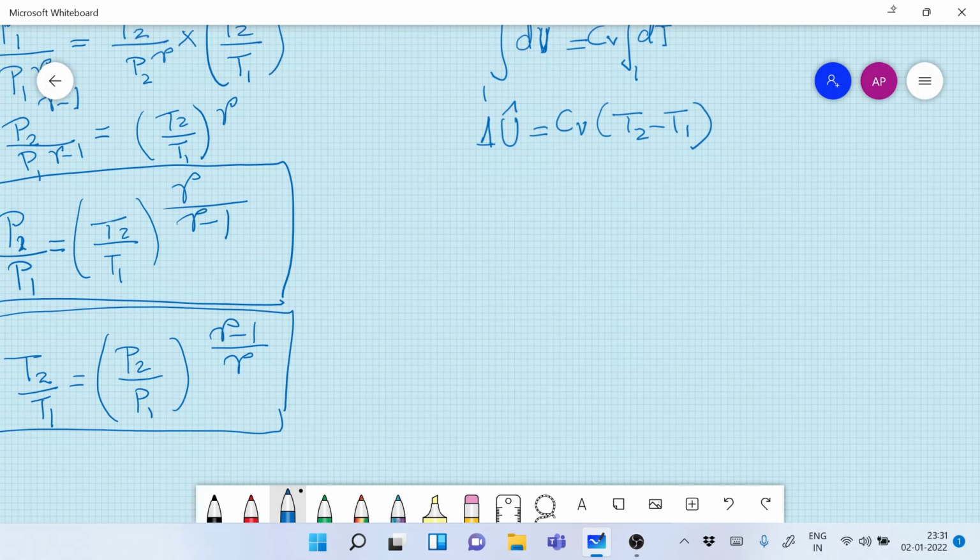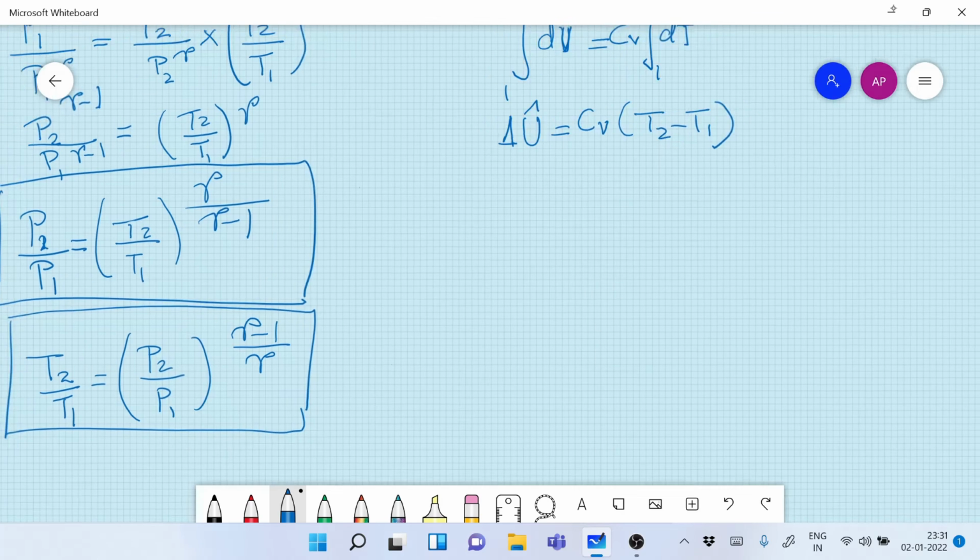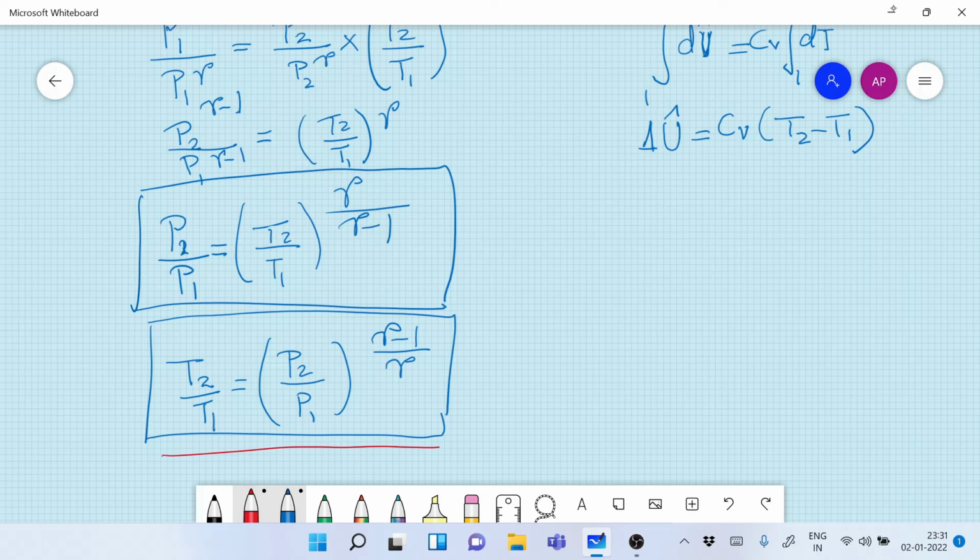If we know the initial pressure, that is P1, the final pressure, that is P2, and if we know the initial temperature T1, using this equation we can calculate T2. Now this T2 can be replaced in this equation and we can calculate delta U. Similarly, delta H for this process is going to be equal to Cp into T2 minus T1.